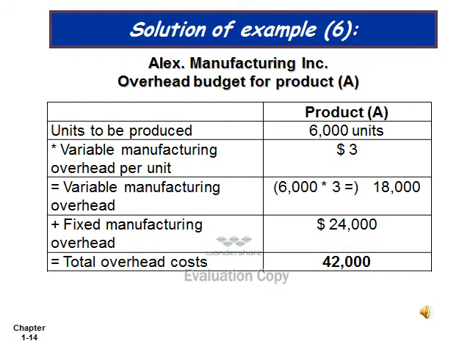The solution of example 6. Write the company name Alex Manufacturing Institution. Write the kind of budget, overhead budget for product A. Then draw a table consisting of 2 columns, data and product A. Units to be produced 6,000 units times variable manufacturing overhead per unit $3 equal variable manufacturing overhead 6,000 times 3 equal $18,000 plus fixed manufacturing overhead $24,000 equal the total overhead cost $42,000.